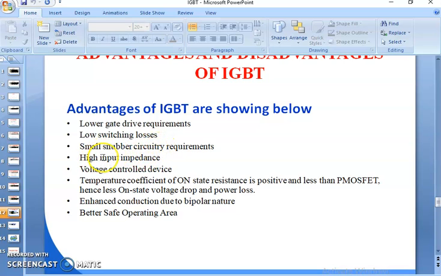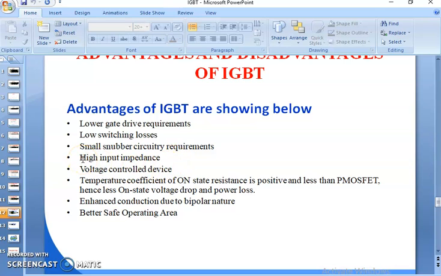Then third advantage, that is small snubber circuit requirement. As you know, the snubber circuit is used to protect the IGBT under high dV/dt or over voltage conditions. Snubber means the connection of a resistance in series with a capacitance, and that series combination, whenever connected in parallel across the IGBT, is the snubber circuit. Like SCR, here also a snubber circuit is required, but in SCR a larger snubber circuit is required, whereas in IGBT a smaller snubber circuit is required.